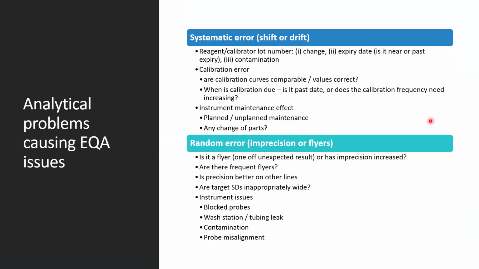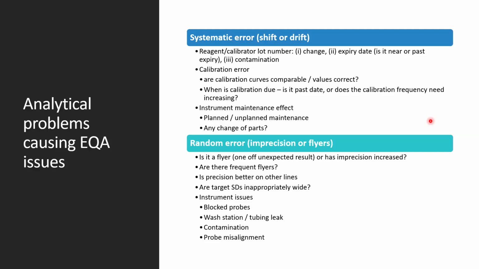So is it a change? Have we experienced a change in reagent or calibrator lot number? Have the reagents that are used close to the expiry date, or have they passed the expiry date? Or have they been contaminated? Has there been a calibration error when the instrument was calibrated? Can we see the calibration curves? Can they compare well? Are the values correct? Or have we missed the calibration? Or do we need to calibrate the instrument more frequently than we are doing currently?